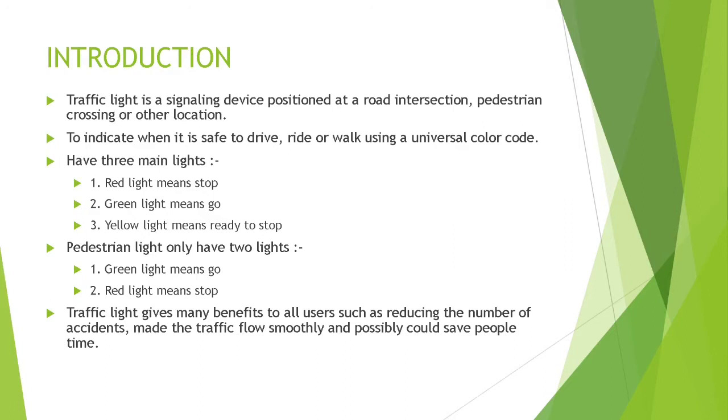Next, pedestrian light only have two lights, which is green and red. But nevertheless, for this prototype we added another light, which is the yellow light. Traffic light gives many benefits to all users, such as reducing the number of accidents, making the traffic flow smoothly, and possibly could save people's times and lives.